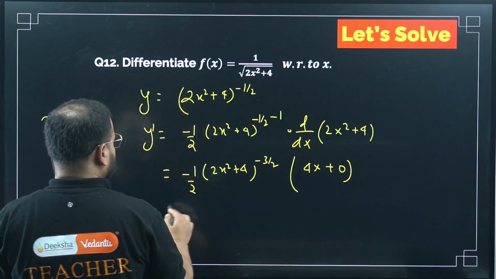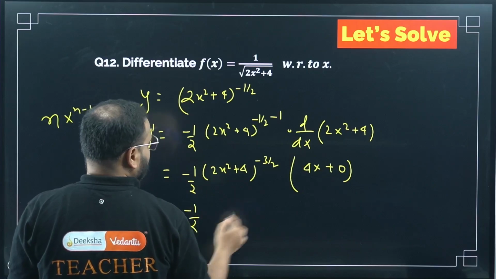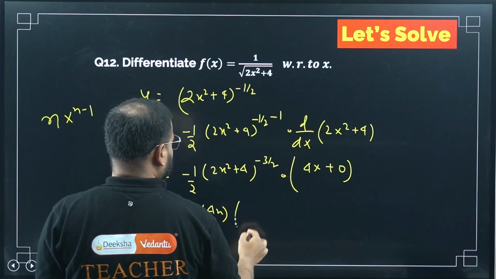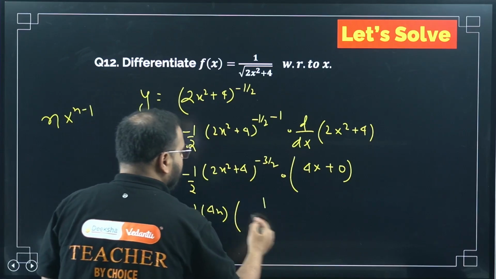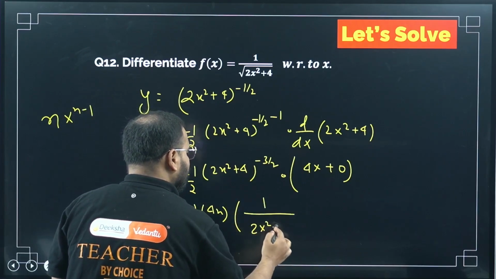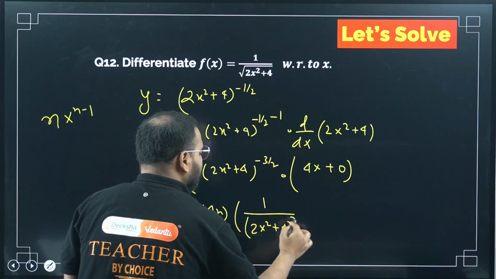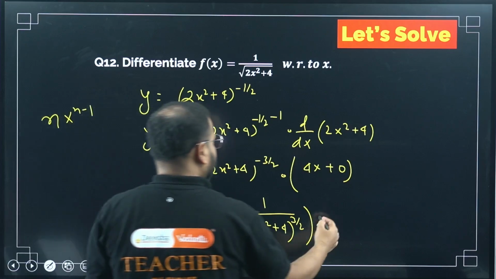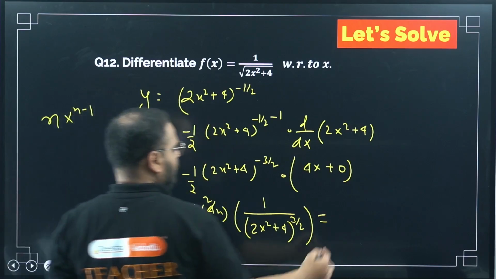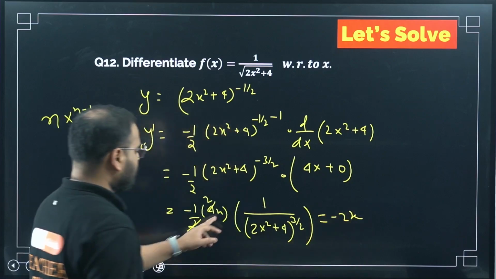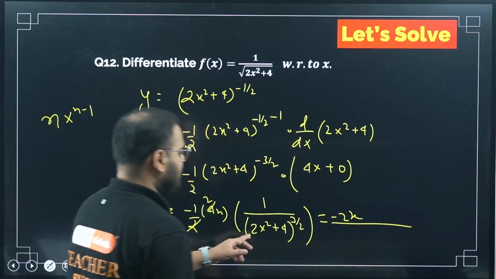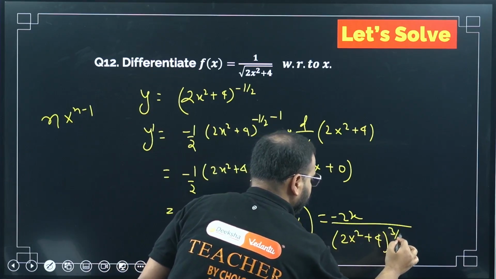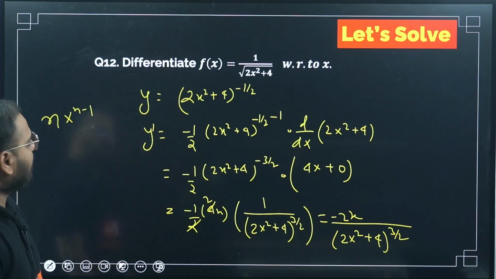So what is my final answer? Please check here. Minus 1 by 2, I can write here 4x first. It's multiplication, right? And this is going to be simply 1 upon (2x^2 + 4) to the power 3 by 2. So if you see this getting cancelled, what's the final answer? My final answer is minus 2x upon this thing. Correct, right? Have a look, please have a look.